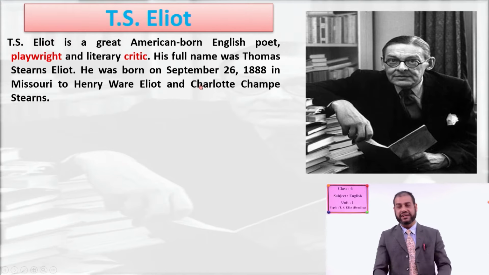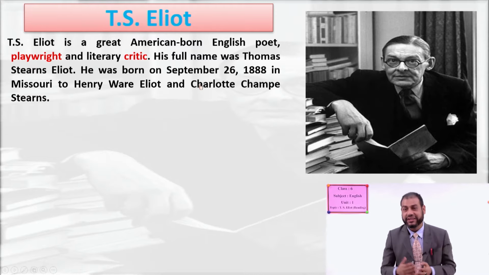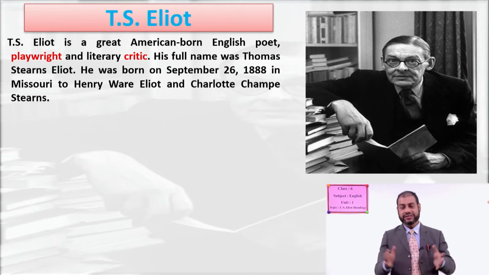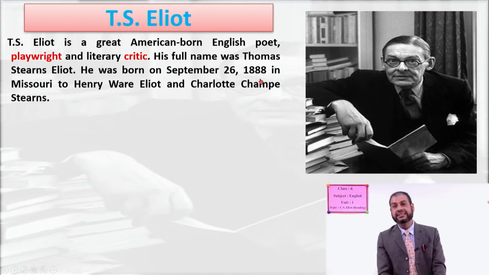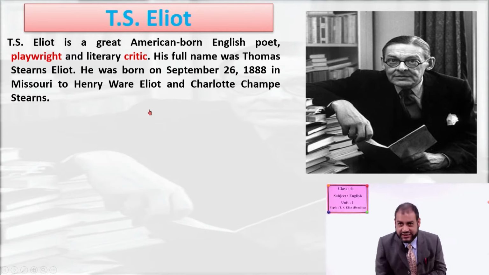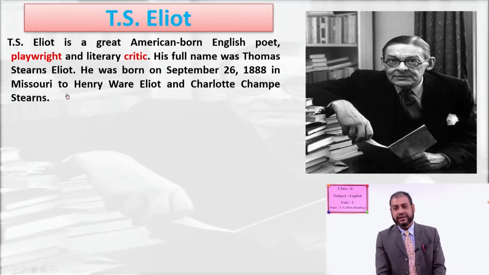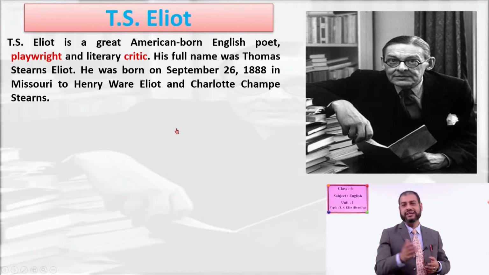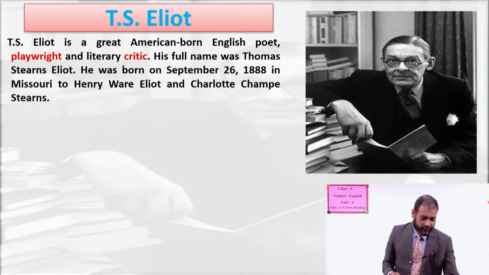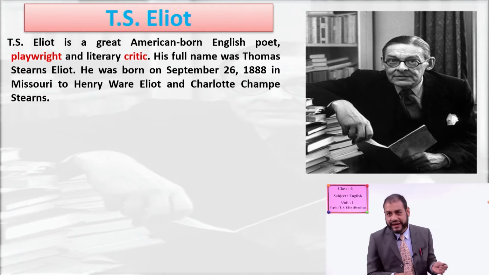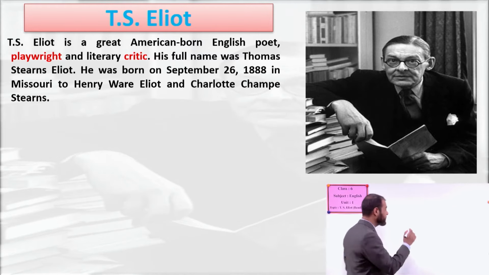He was born on, now tell me the date, when he was born. What's the date here? Yes, you are right. He was born on September 26, 1888. Okay? And you have to tell me the name of place. Where was he born? The name of the place where he was born was Missouri. Now you have to tell me his parents' names. What are the names of his parents? Please tell me. Tell me the spelling also.